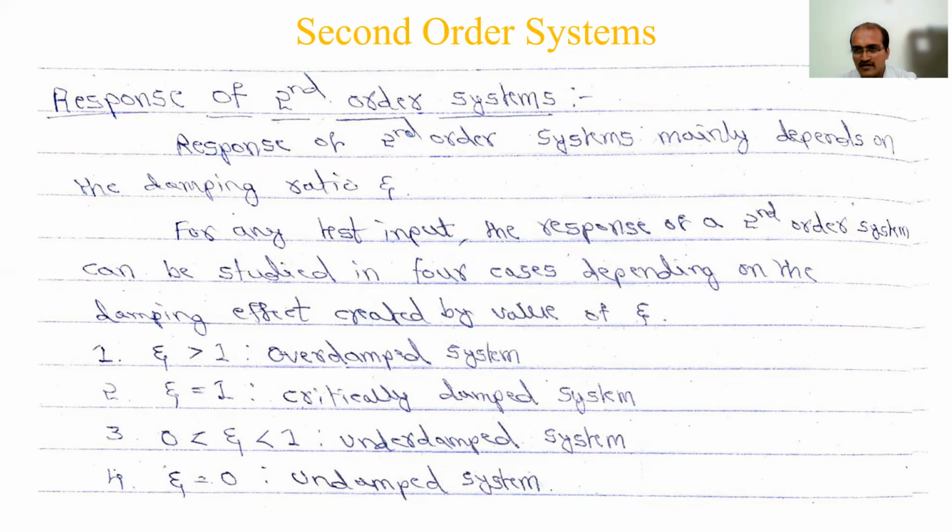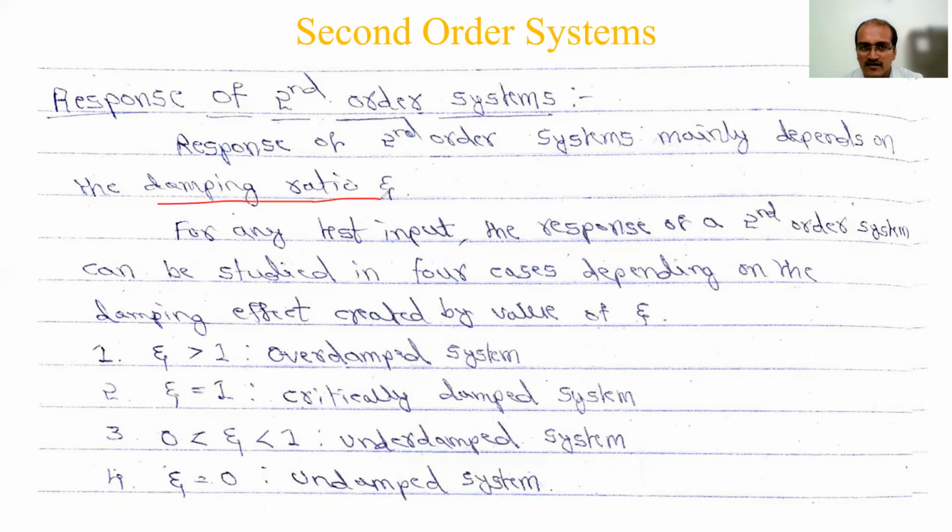Okay, or C of t in this case. So you have to find out that, which is nothing but the response. That is why you have the derivation. This second order system is very important, so that's why focus on it. The response of a second order system mainly depends on the damping ratio.